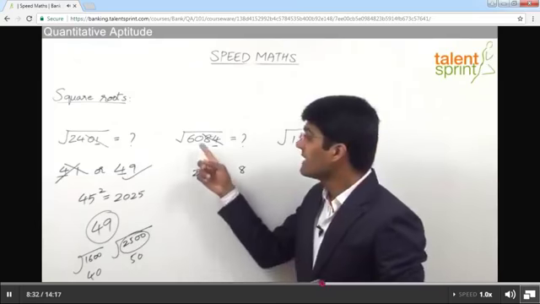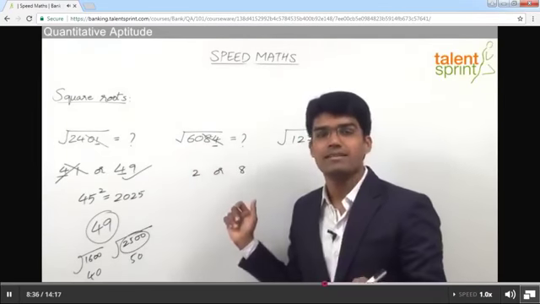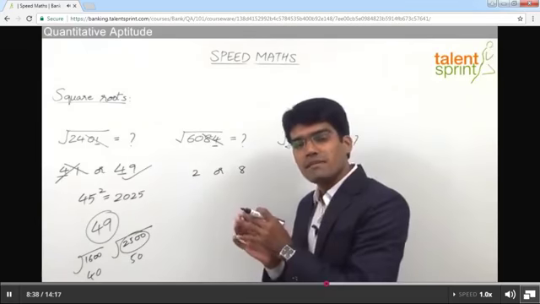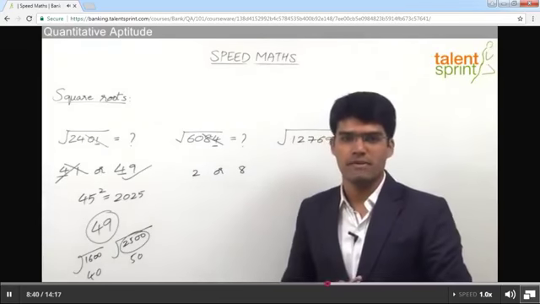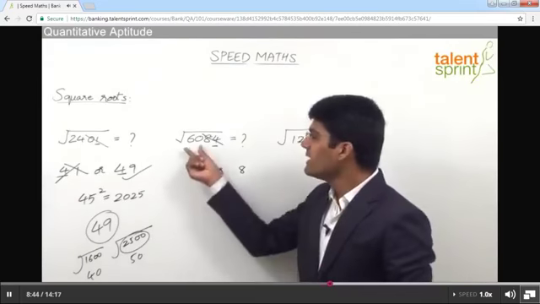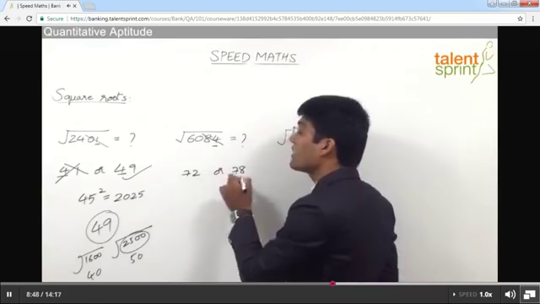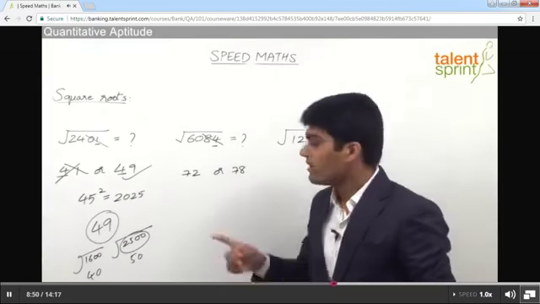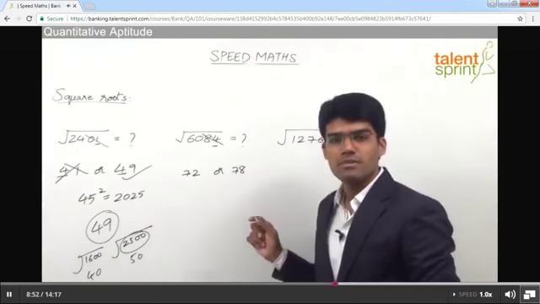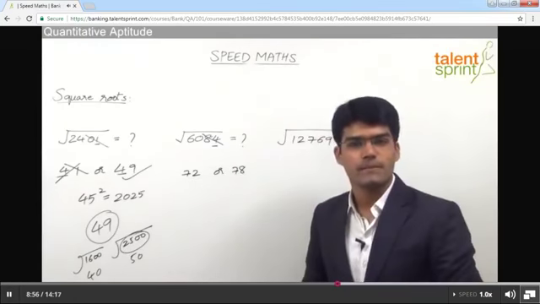Remember friends, 36 is also a perfect square and less than 60. But 36 cannot be considered here. Why? Because we are looking for something which is immediately less than 60 and a perfect square. So that has to be 49. That means very clearly the second step says that the tens place has to be 7. Why? Because 49 is 7 squared. So 7 comes in the tens place. So after the second step, we know that either the answer is 72 or 78.